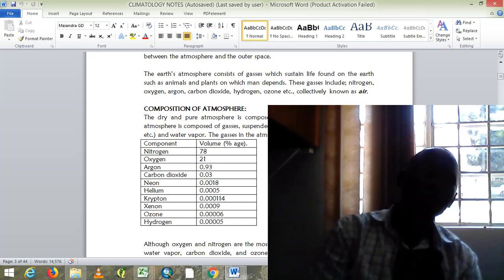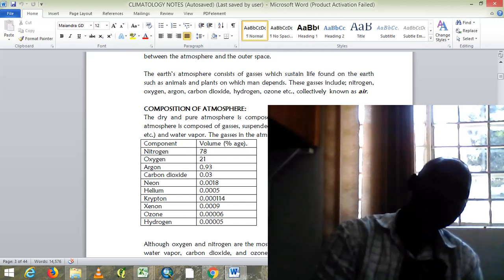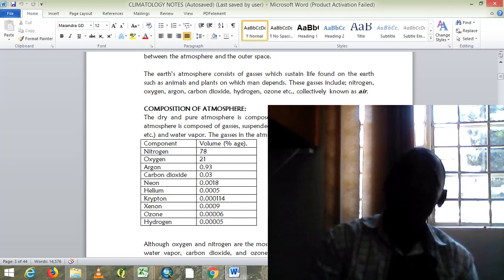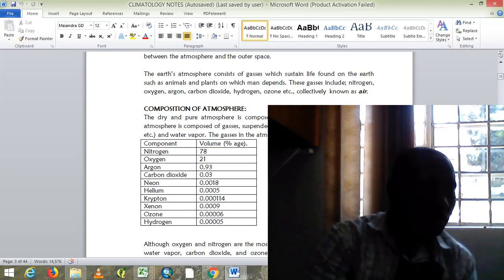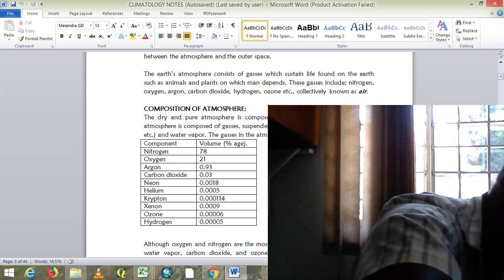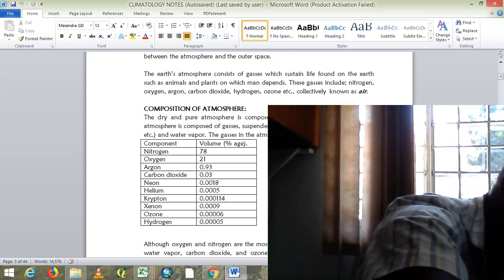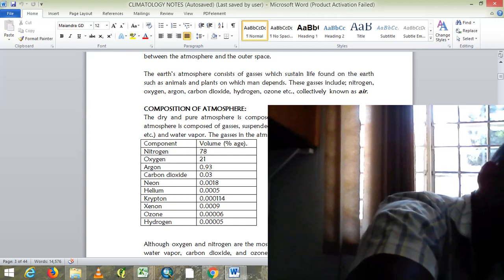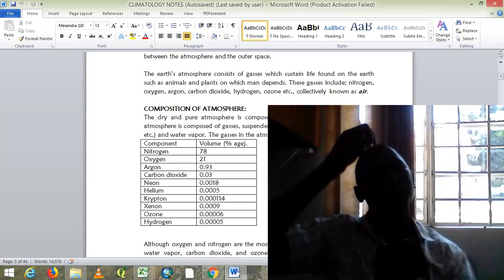What is the composition of gases in the atmosphere? Of course, we know that nitrogen takes up the highest percentage at 78%, oxygen at 21%. So the biggest chunk in the atmosphere is nitrogen and oxygen. Oxygen is 21%. Nitrogen is 78%. When you add up these two, you get 99%. Two gases make up 99%.